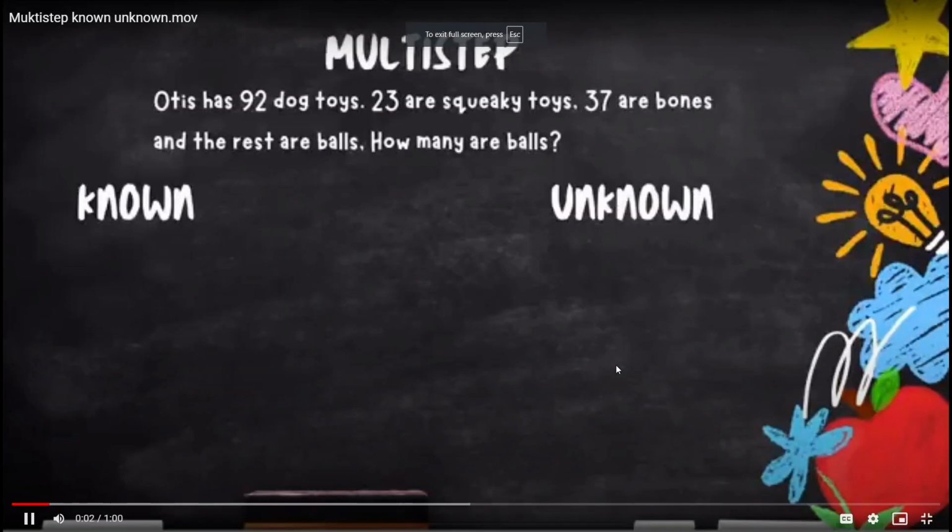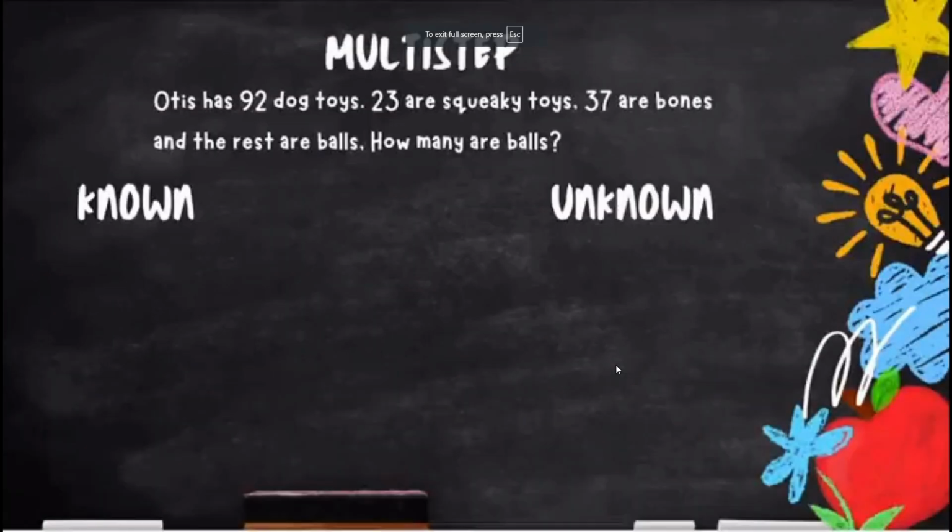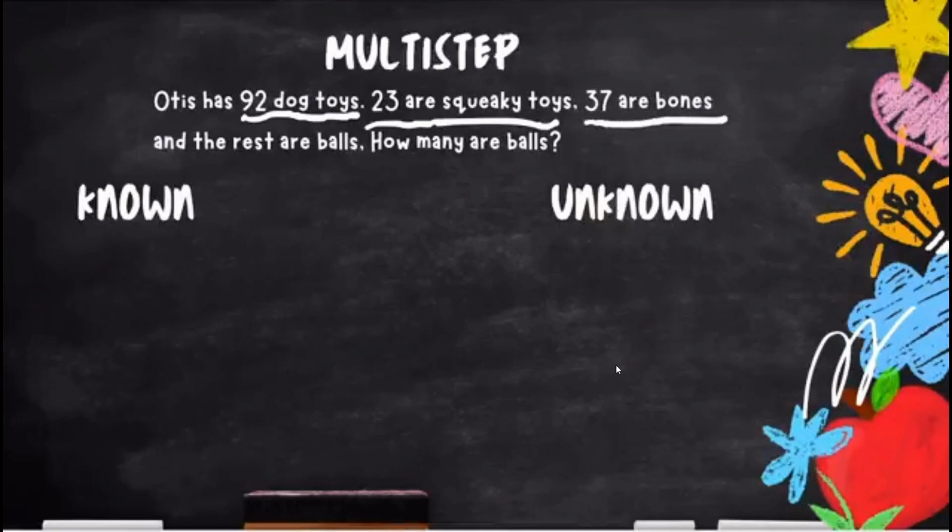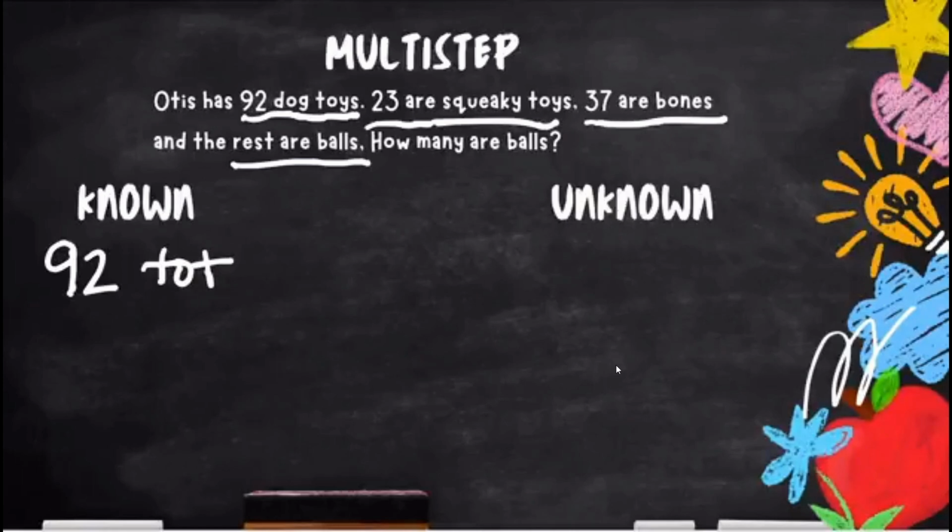Okay, so now we are moving on to a multi-step problem. Otis has 92 dog toys, 23 are squeaky toys, 37 are bones, and the rest are balls. How many are balls? We need to decide what we know and what we don't know. We know that all together, Otis has 92 dog toys. That's total, all together. And then we've got some parts.